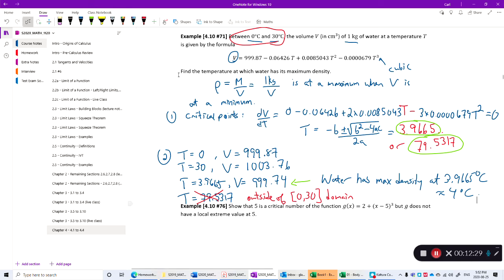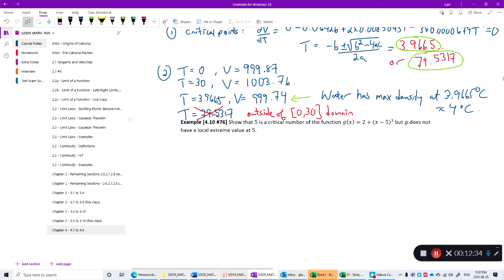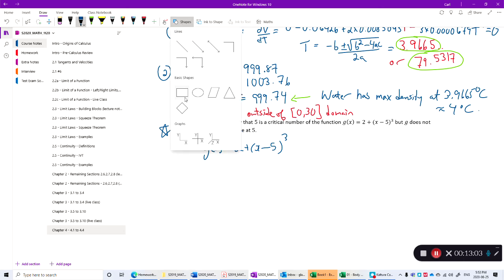Okay, now let's carry on. We've got a couple more examples. Show that 5 is a critical number of this function, but the function does not have a local extreme value. Okay, what is that saying? Show that 5 is a critical number. I have this function, and it's a cubic, and it's shifted. Let's try to sketch it before we do anything else.